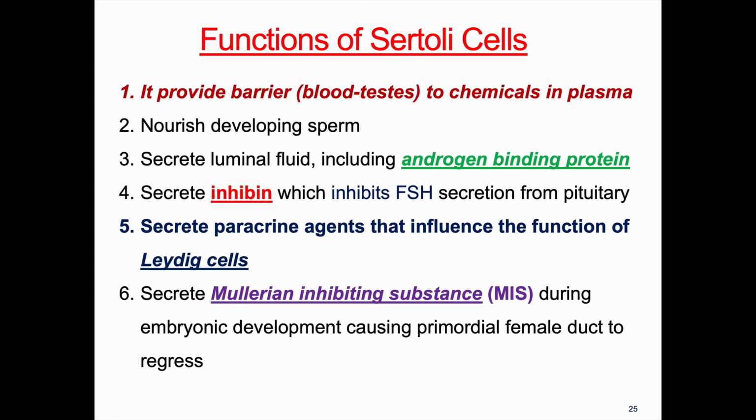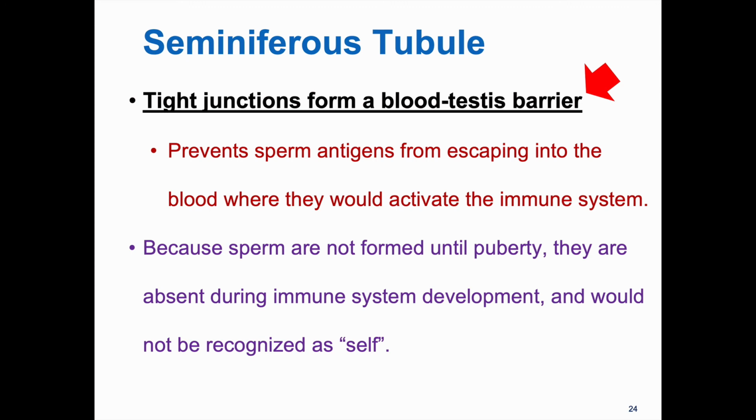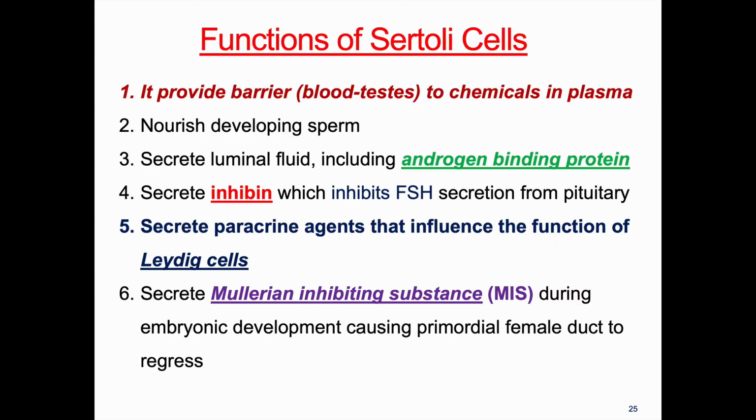So what are the Sertoli cells? The seminiferous tubules are made up of Sertoli cells, whereas the interstitial cells are also called Leydig cells. The Sertoli cells provide the blood-testis barrier to chemicals in plasma. They nourish developing sperm, and secrete luminal fluid including androgen binding protein. They secrete inhibin, which inhibits follicle stimulating hormone from the pituitary. They secrete paracrine agents that influence the functions of Leydig cells. They secrete Mullerian inhibiting substance during embryonic development, causing the primordial female duct to regress.